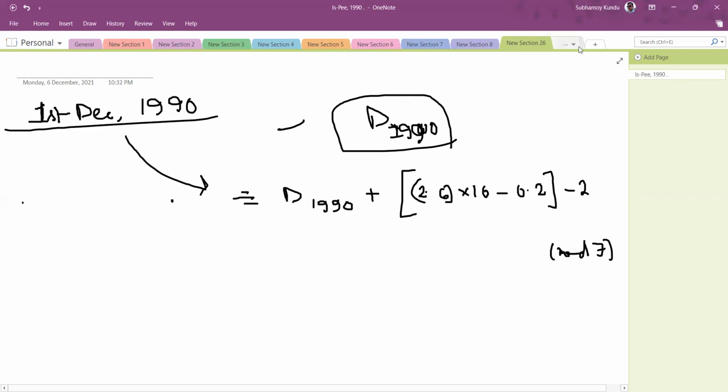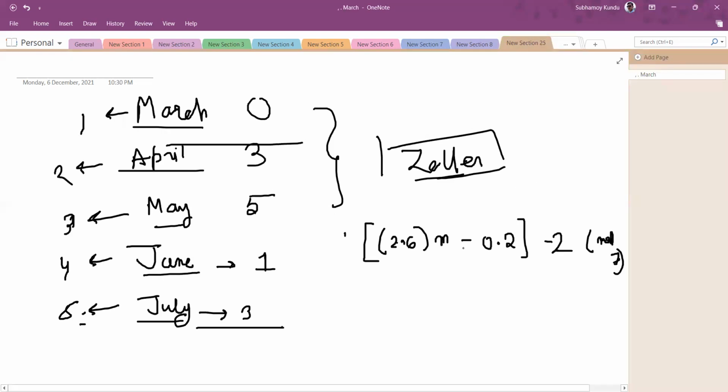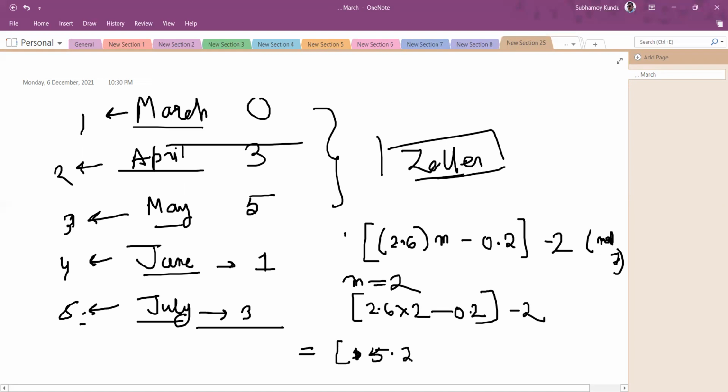Let me actually show how this works. If m is 2, that means April. How does it work? Floor of 2.6 into 2 minus 0.2, minus 2, which is nothing but 5.2 minus 0.2 minus 2, that is 5 minus 2, 3. Similarly, if we put m equals 3 for May, it will give us 5. That's all. This relationship was found by Christian Zeller.